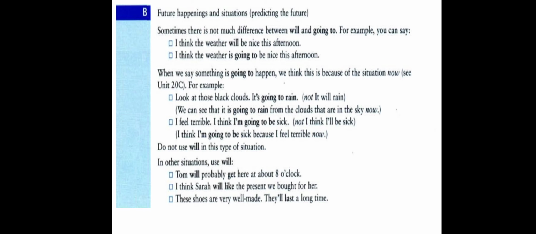Another example, I feel terrible. Okay, I feel terrible. My health is not okay. So I'm feeling tired. So I think this is the evidence. So I think I am going to be sick. I am going to be sick. So here the speaker depended on an evidence now that he feels or she feels terrible. That's why he or she says, I think I am going to be sick. He or she used am is are going to plus the base form.